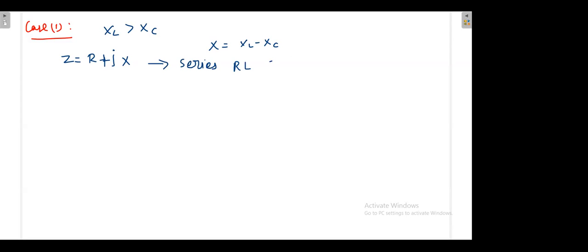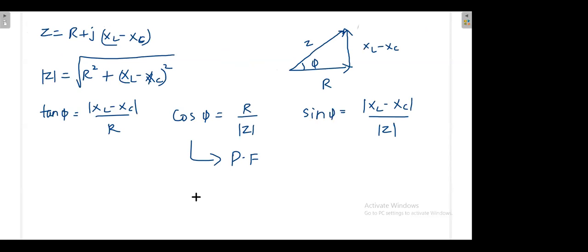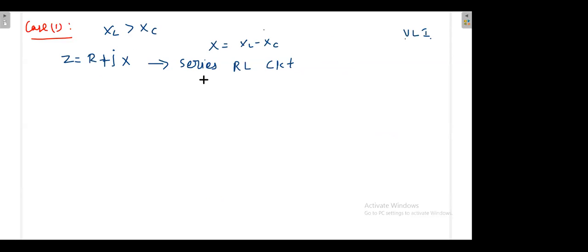Just in the last class you have seen the effect of a series RL circuit. Once you have a series RL circuit, the phase difference between the voltage and the current will be some phi. That phi we have just calculated. That phi is equal to cos inverse of R divided by mod Z. This is the phase difference between the voltage and the current.